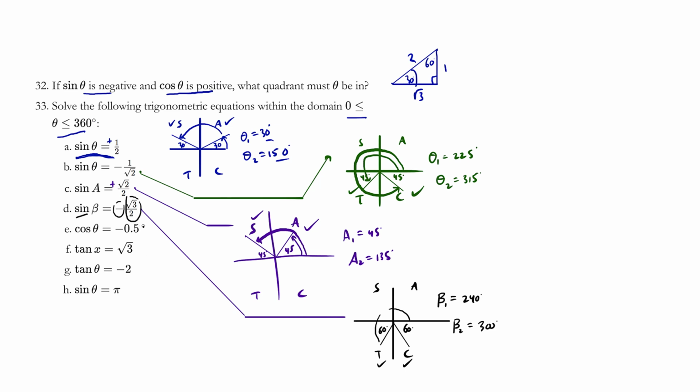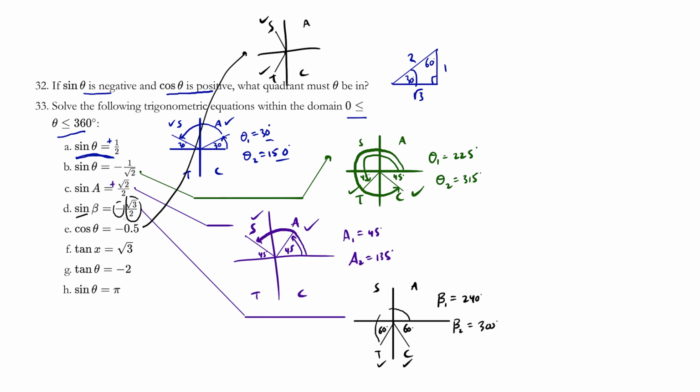Alright, let's try another one. Let's try this question over here. Cosine theta equals negative 0.5. That's negative a half, same thing. So these are getting very repetitive now. Hiya, ASTC, cosine is negative here and here. Cosine of what is 1/2? It's cosine of 60.